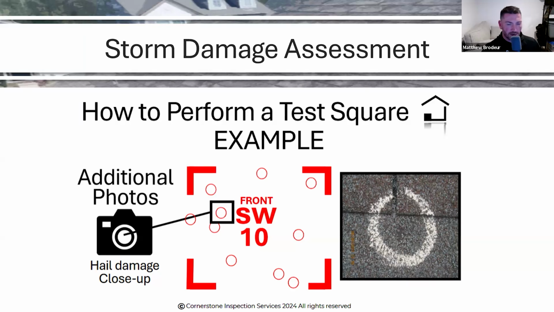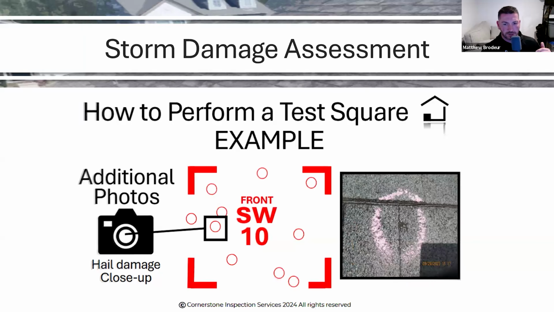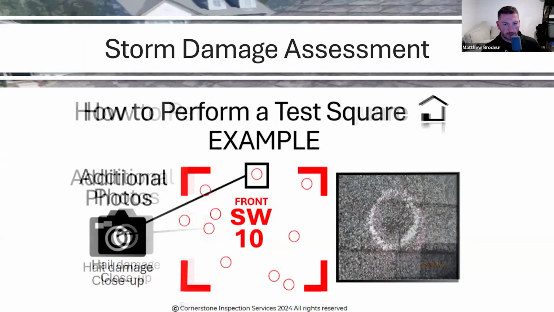So again, you've got your 6. Now you take 4 close-ups, which I believe is a good representative number of, anything over 4 really. So there's your impact marks. And now I go to take supporting photos. I go to those ridge caps.